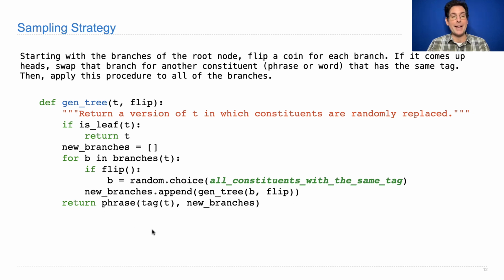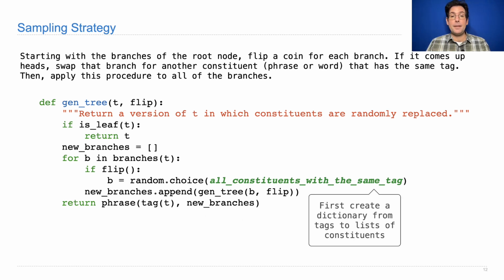Once we're done with all of that, we construct a new phrase with the same tag it had before, but a new set of branches in which some of them have been swapped out. In order to do this, we need a way to look up all of the constituents across our entire collection that have the same tag, and we'll create a dictionary of that in order to do so.